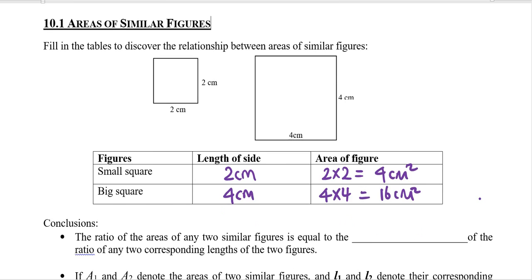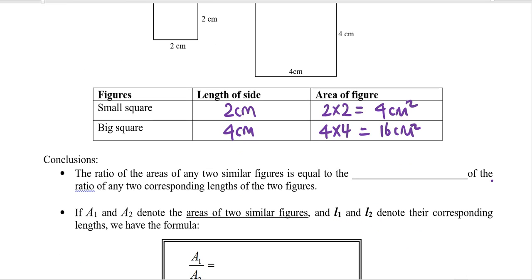Now, if you look at the ratio of the length, 2:4, we can simplify this into 1:2. So this is for length. Now when it comes to area ratio, look at the 4:16. Again, we can simplify 4:16 by dividing each side by 4. If I do that, I'm going to get 1:4. So this is for area ratio.